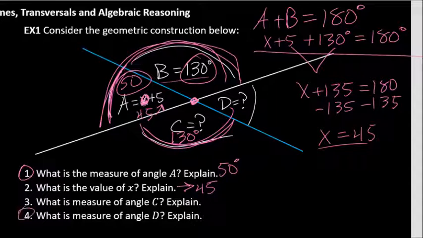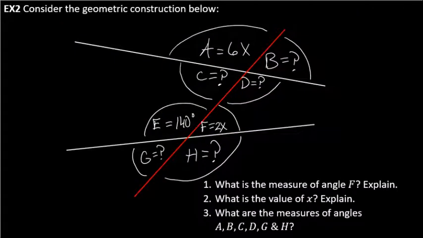And number 4, what is the measure of D? Well, if this guy is 50, that means this guy is 50. Okay, so now we've got a little bit more complicated of an example. We have 2 sets of vertical angles now. 1, 2. Right? So 6x plus b, that should add up to 180. Okay? But that doesn't help us because I've got 2 variables now.